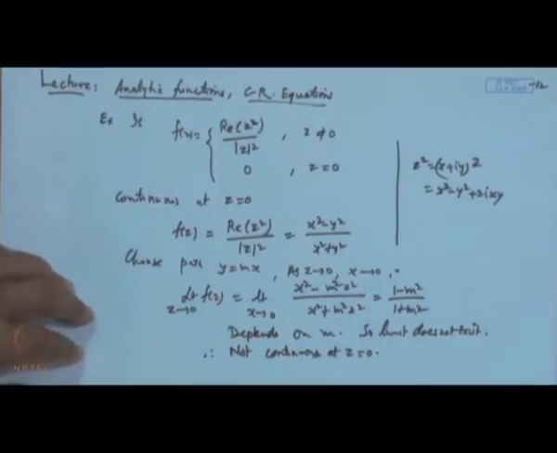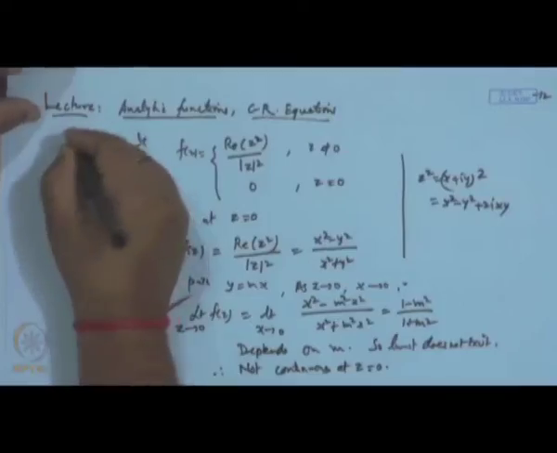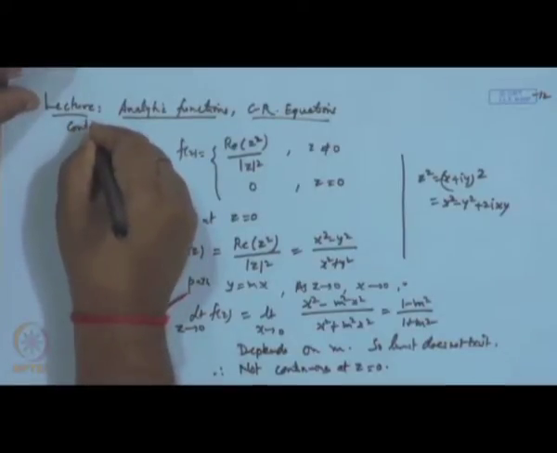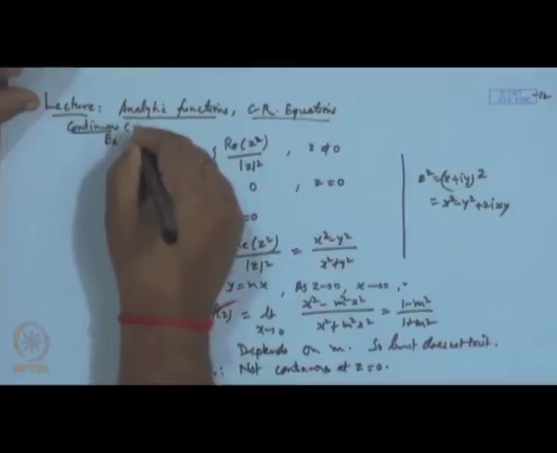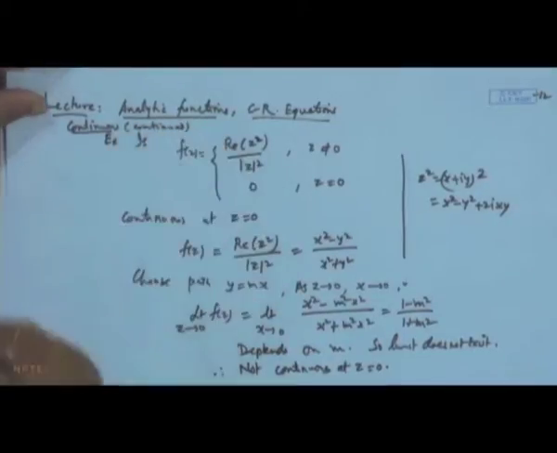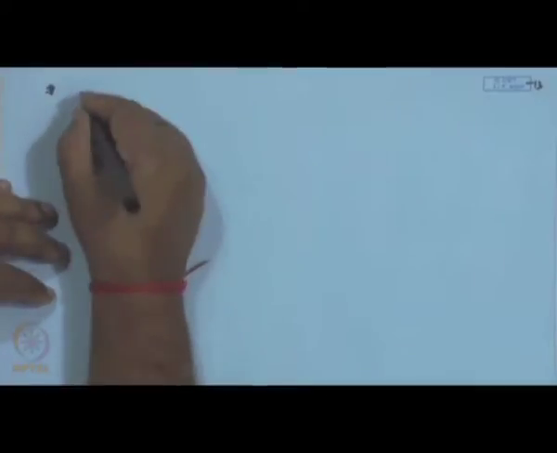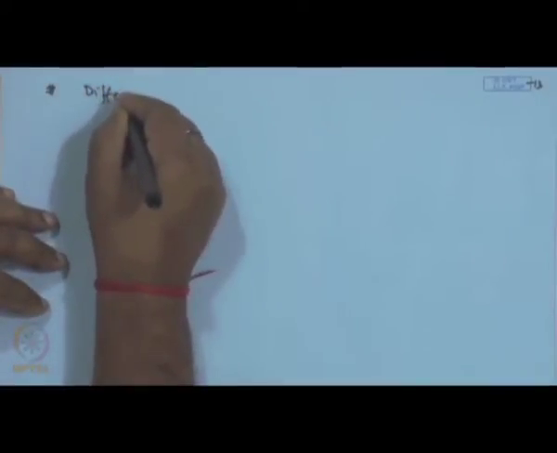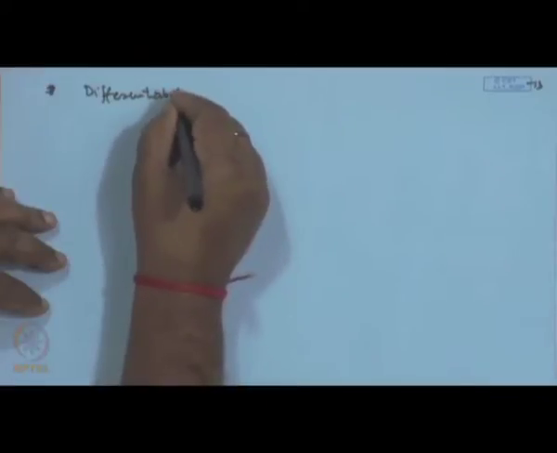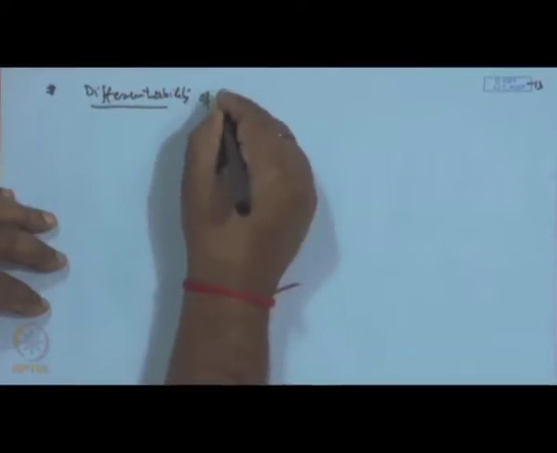Okay. So, this was an example of a function that is not continuous. Then we go for the definition of differentiability of a function. Differentiability of a function f z.